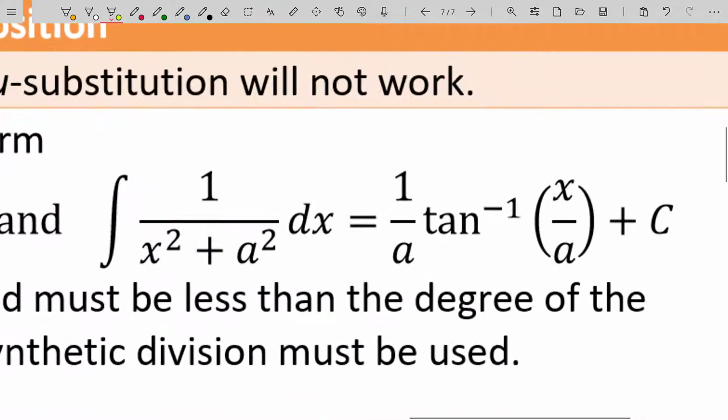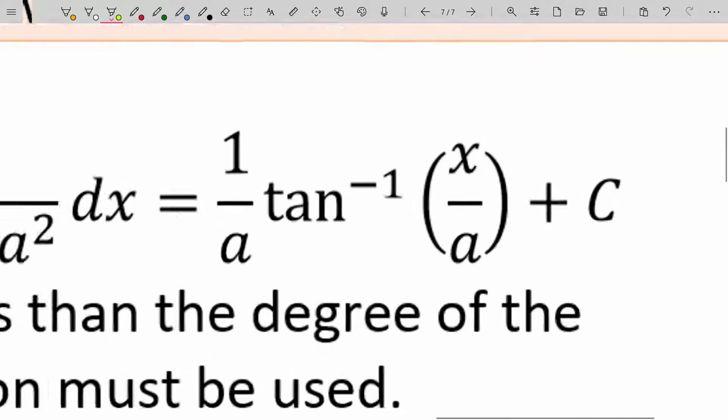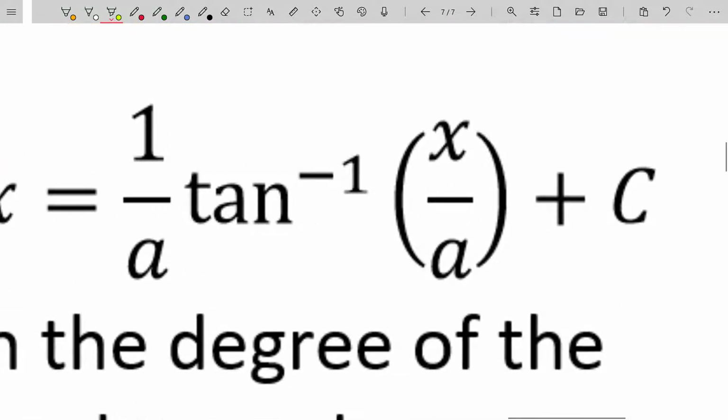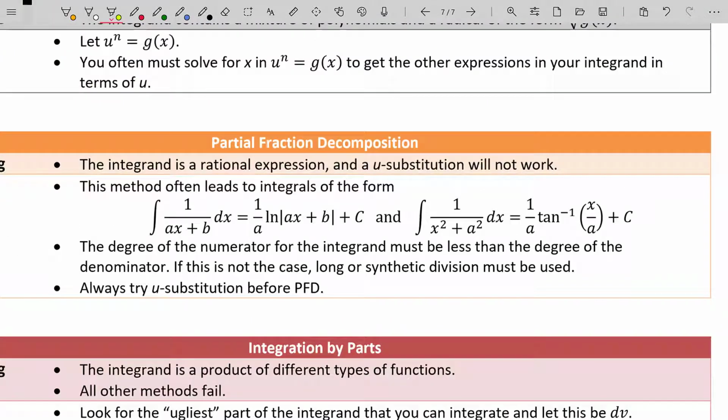Or it leads to the integral of 1 over x squared plus a squared dx, which integrates to 1 over a tan inverse of x over a plus c. A bit of a warning here. The degree of the numerator for the integrand must be strictly less than the degree of the denominator in order for you to use partial fraction decomposition.